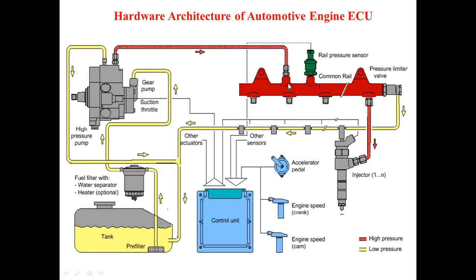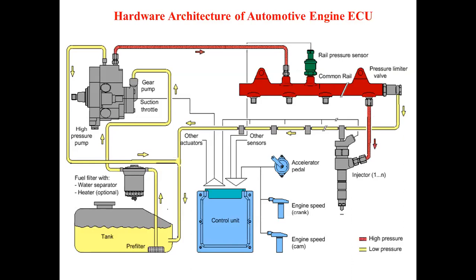In that common rail, as per the number of cylinders, there will be different injectors. Suppose this is one injector: 1, 2, 3, 4. Likewise here it is shown, it is a 4-cylinder. You may have 4-cylinder, 6-cylinder, 8-cylinder engines. After coming here, the high pressurized fuel is given to the injector, and this injector injects the fuel inside the engine cylinder, that is the combustion chamber, where the mixture gets burned.